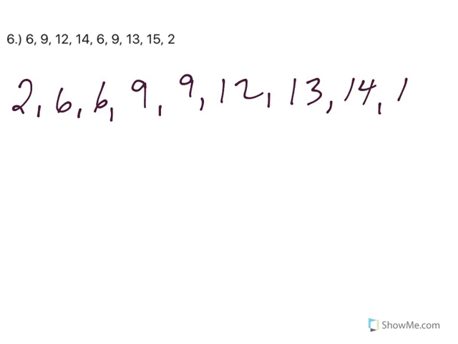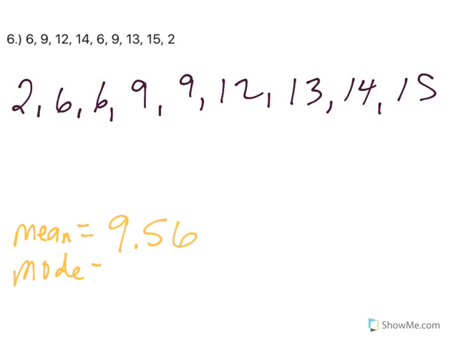Number 6. Now we get a few more numbers here. So again, put them in order. 2, 6, 6, 9, 9, 12, 13, 14, 15. And we should have 9 numbers. Double check. Yep, I have 9. Now when I go to find the mean, I add them all together, I get 86. When I take 86 and divide it by 9, I get 9.56.